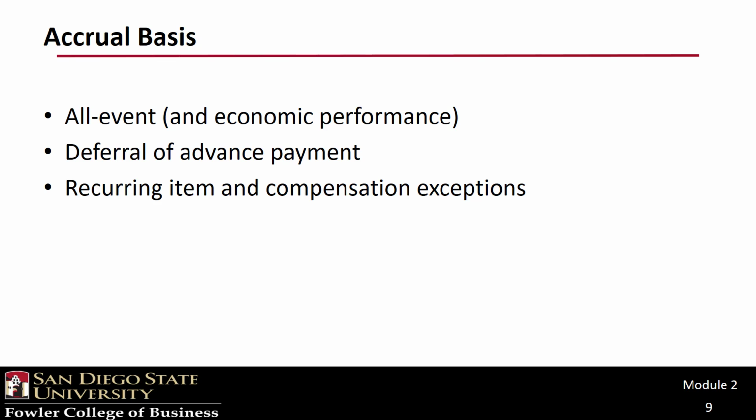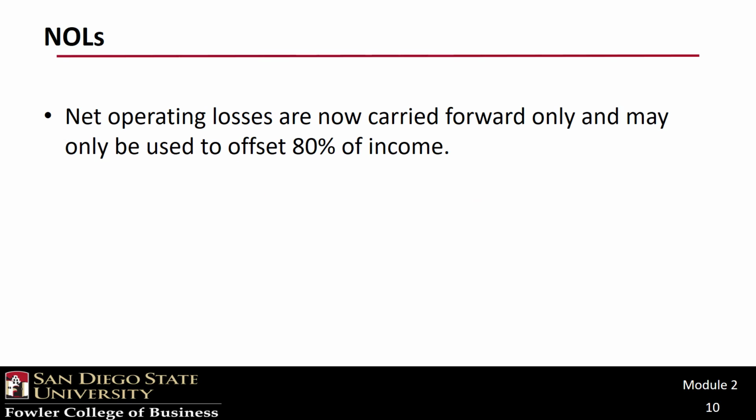We noticed that the all events test has a parasitic friend known as economic performance when it comes to deductions, but that there are a few exceptions to the economic performance rules, like those around compensation or recurring items.